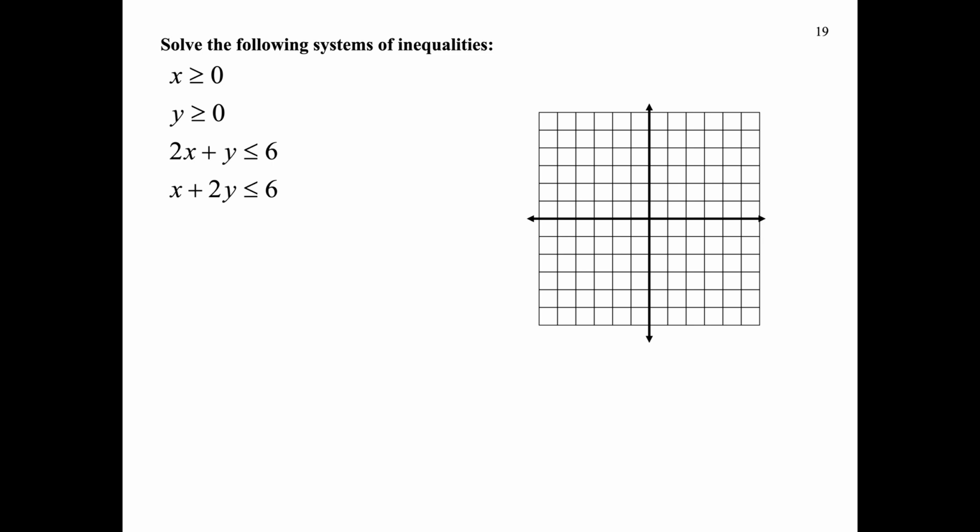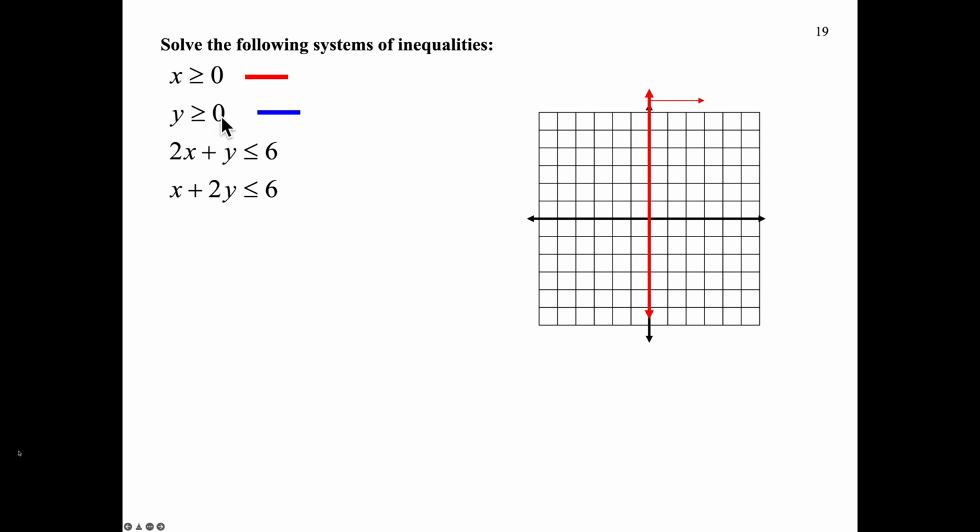So what I'm going to do here is color code my lines. My first inequality here, we're going to do in red. So x is greater than or equal to 0. That's technically our y-axis right here. So I'm going to overlap that in red, shade to the right.